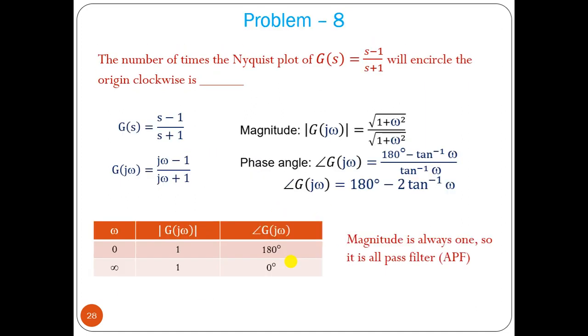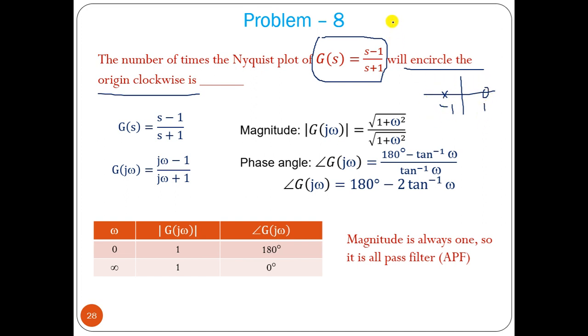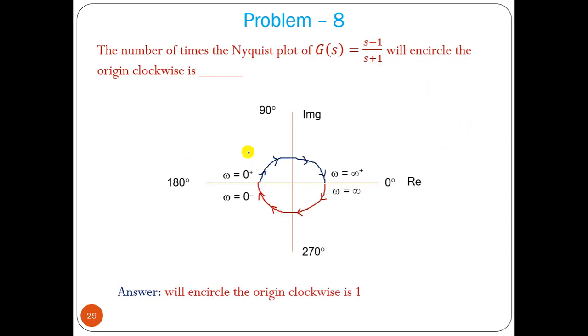Now let us solve the last problem. The question is: the number of times the Nyquist plot of this transfer function will encircle the origin clockwise is what value? Now what is this type of system? Here we have s minus 1 and s plus 1. This is an example of an all pass filter, with P equal to 0. Then P equal to Z means it is not going to encircle the origin.